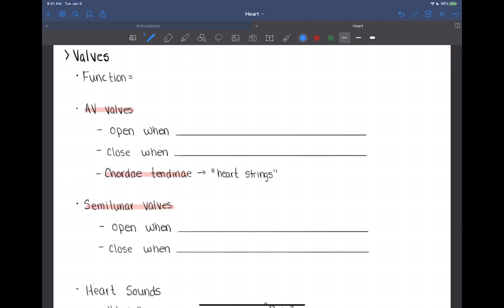Okay, so first of all with valves, the function of a valve is to make sure that blood flows only in one direction. All right, so we don't want any backflow of blood. And that's going to be the function of the valves, is to prevent blood from backflowing. Okay, and so they're going to open and close in response to changes in pressure.